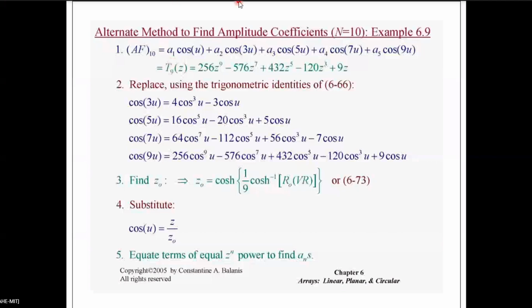Okay, see here. You know how to derive this expression AF of 10, right? And the second point says expand the array, replace each cos mu function by its appropriate series expansion. That is, cos 3u you have to express in terms of cos u, cos 5u you have to express in terms of cos u, and so on. How do we do that?